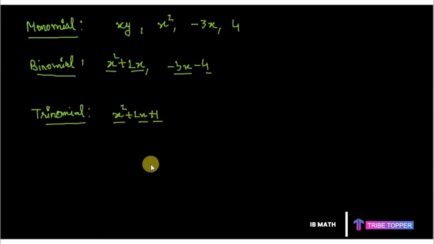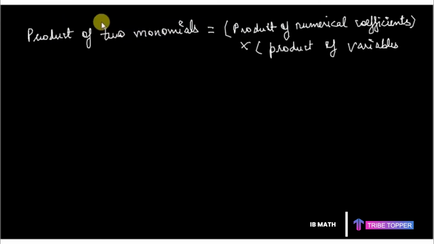Now first, when we learn about multiplication, the first thing we are going to learn is the product of monomials. Then it will become very easy for you to multiply monomials with binomials or two binomials. But the first step would be the multiplication of a monomial with a monomial. So let's see how that happens. To find the product of two monomials, it will be written as the product of the numerical coefficients times the product of variables. You'll understand it with the help of an example.